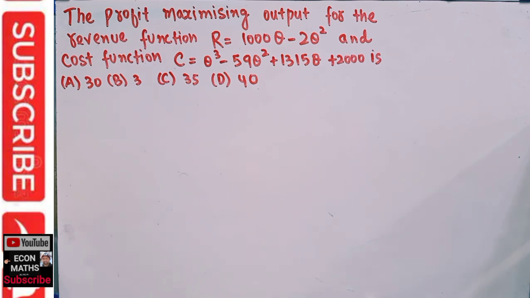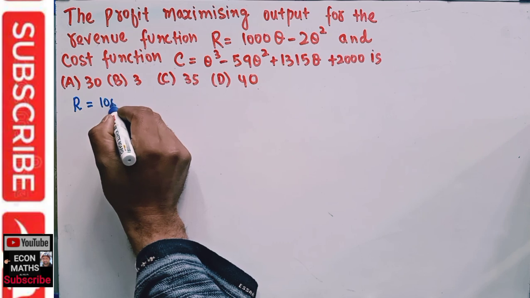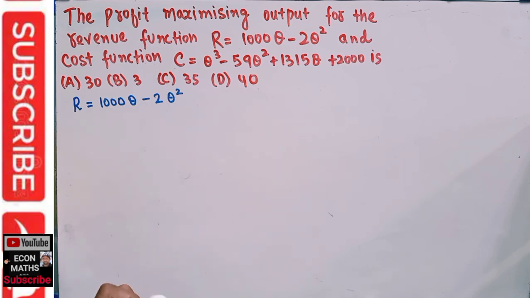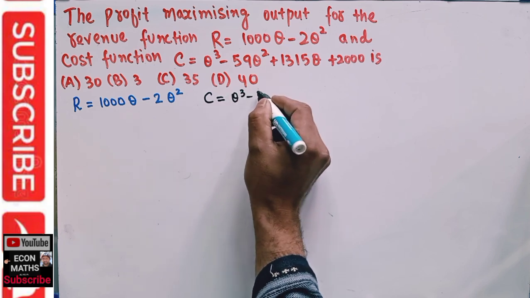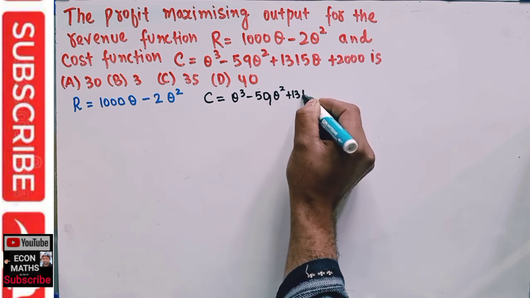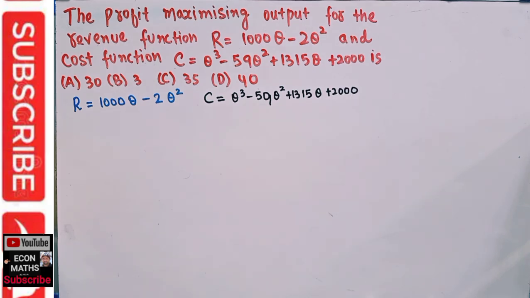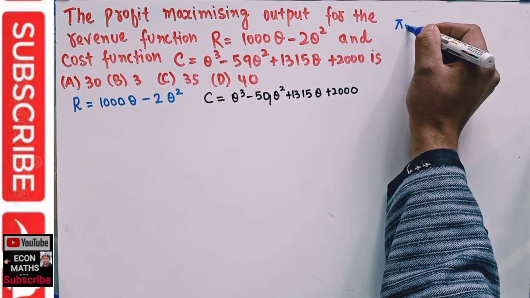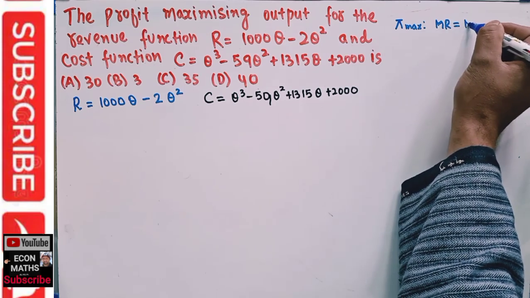So basically, we are given a total revenue function, R = 1000Q - 2Q², and also we are given the cost function, that is total cost equal to Q³ - 59Q² + 1315Q + 2000. Now the profit maximization condition, as we know, and let me write it here: profit maximization will require that we equate the marginal revenue with the marginal cost. Simple thing.